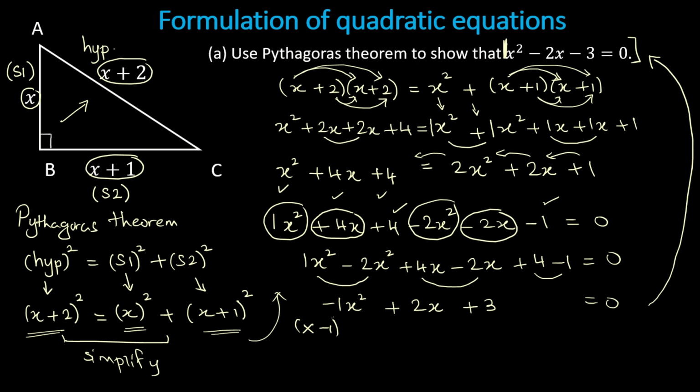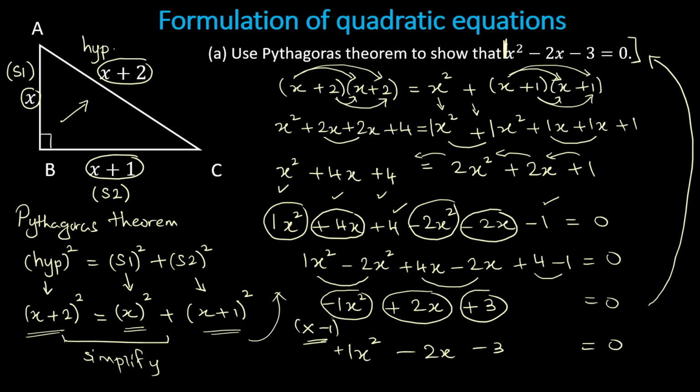So negative 1 times negative 1 becomes positive 1, of course x squared. Negative 1 times positive 2x becomes negative 2x. And negative 1 again times positive 3 becomes negative 3, and this is equal to 0. And as you know, positive 1x squared is simply x squared. Then minus 2x minus 3 equals 0.